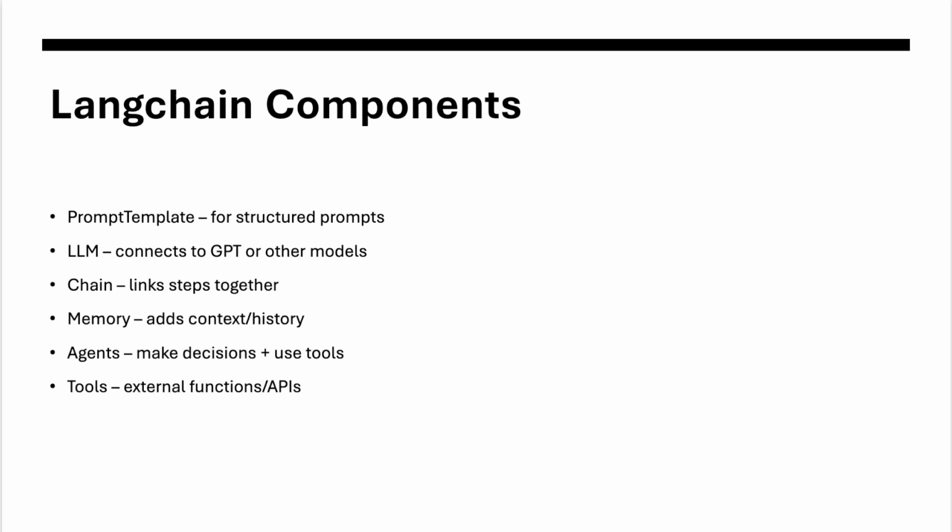The next component is the LLM itself, which stands for large language model. So LangChain allows you to connect different LLMs like OpenAI GPT-3, GPT-4, Hugging Face models, Anthropic Claude, and many more. All of these models you can connect with 2 or 3 lines of code in Python supported by LangChain.